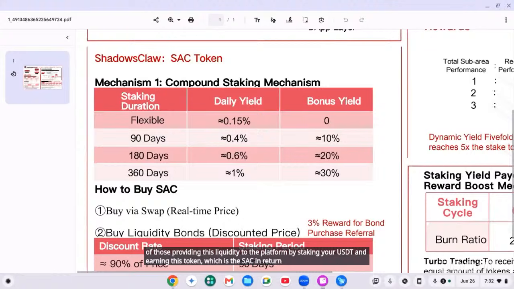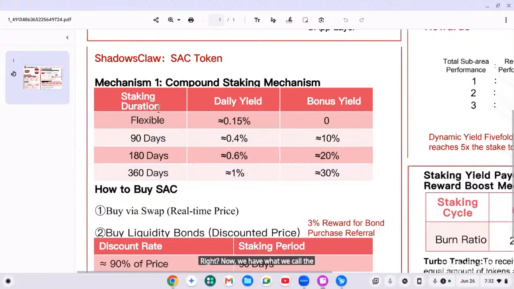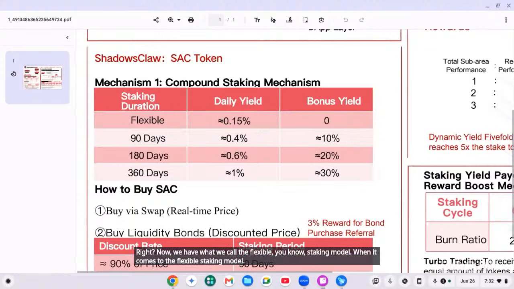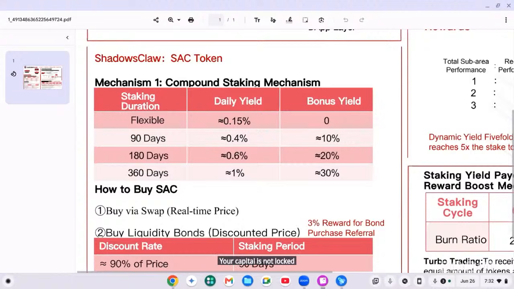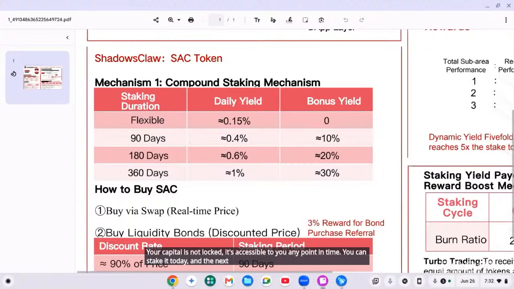Right now, we have what we call the flexible staking model. When it comes to the flexible staking model, your capital is not locked. It's accessible to you at any point in time. You can stake it today and the next minute decide that you want it out, and nobody is going to stop you. It is not locked. It's always under your control.